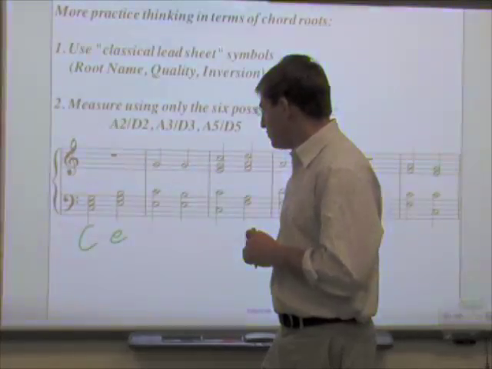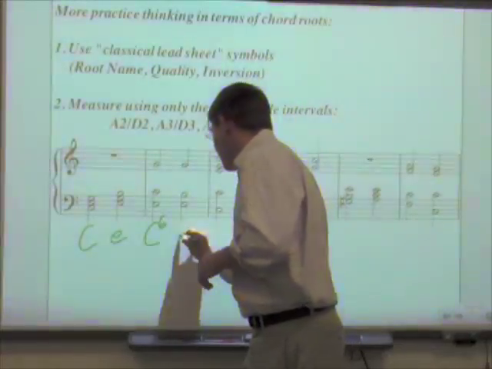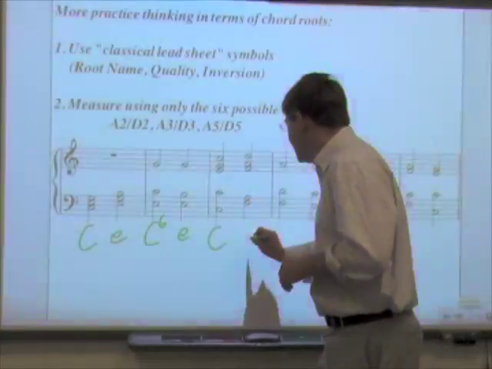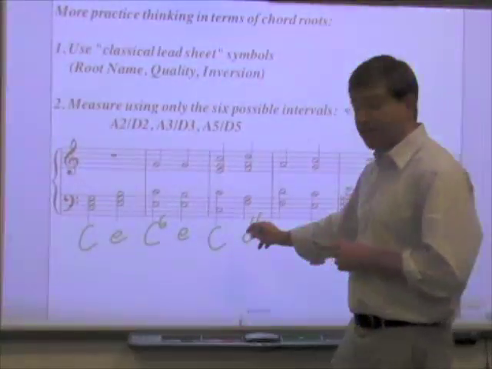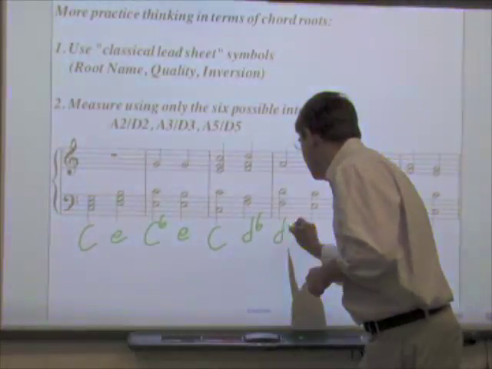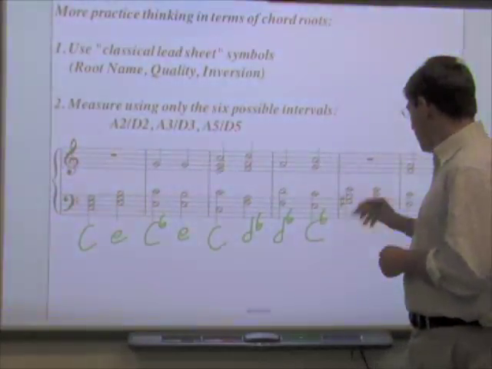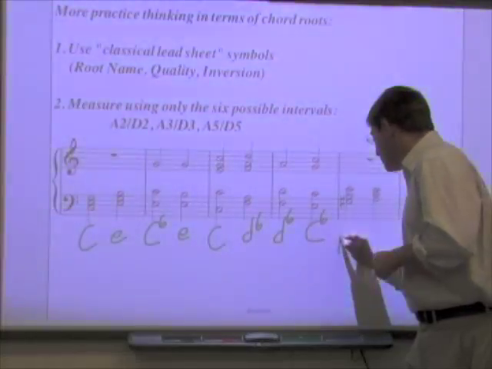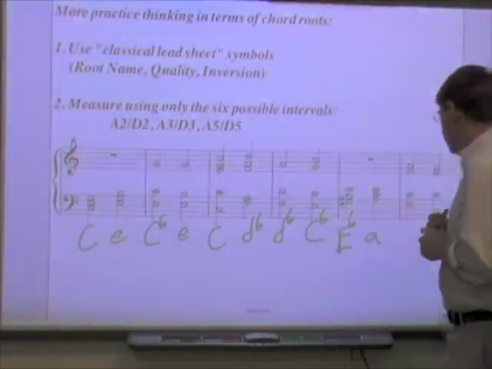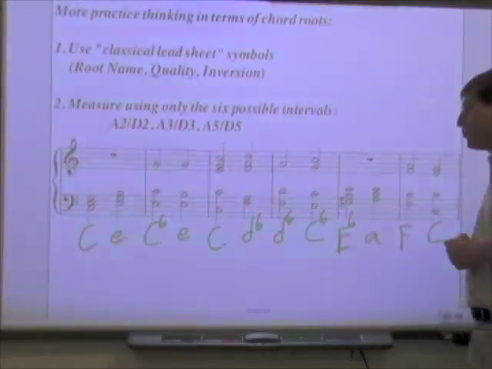In the second example, we have a C chord in first inversion and an E minor triad. Here we have a C chord and a D chord in first inversion. And notice that I indicated that it's minor. Here we have a D chord in first inversion and a C chord in first inversion. Here we have an E chord, which is major in first inversion, and an A chord that's minor. And last we have an F major chord and a C major chord, both in root position.